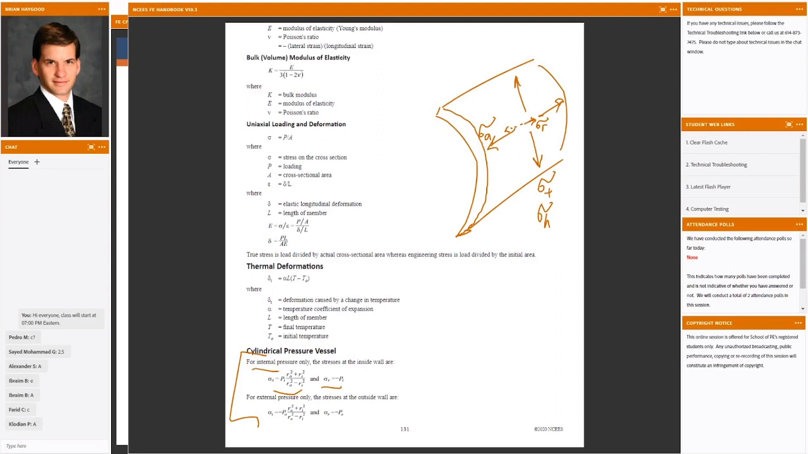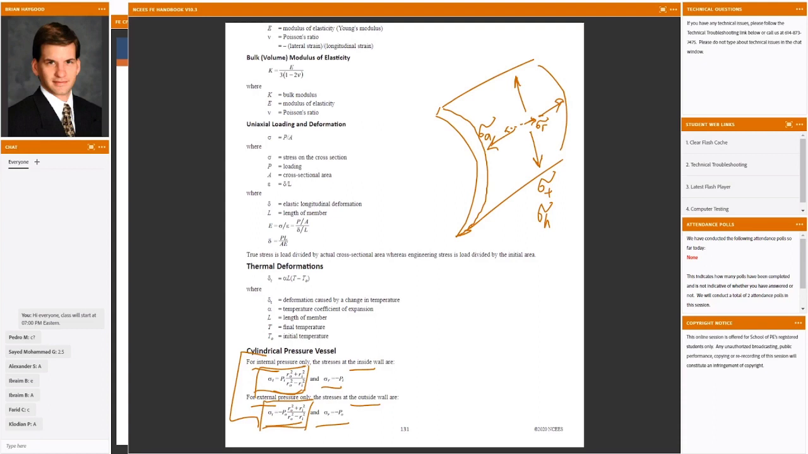So for internal pressures only, the stresses on the inside wall are those. And for external pressures, the stresses on the outside wall include these. Notice that in both cases, that radial stress is compressive. If you have pressure on the outside, it's compressing the outside, so we see a negative sign in both of those. And the tangential stress, if you've got pressure on the inside, is going to be a tensile stress, and if you have pressure on the outside, then you're going to have a compressive stress.